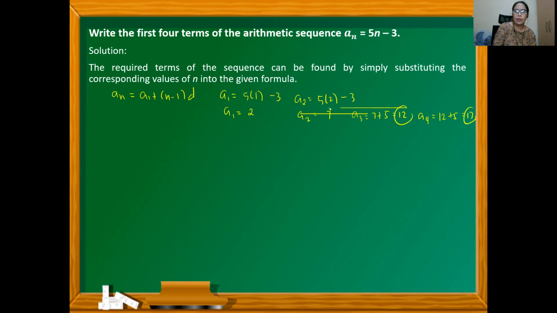So the first 4 terms are 2, 7, 12, and 17. Okay.